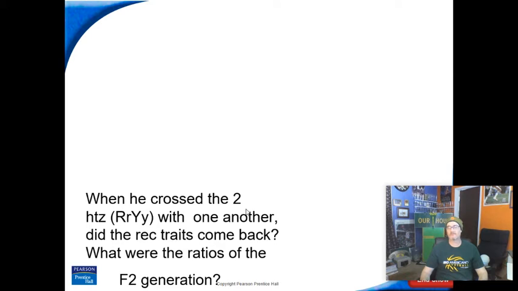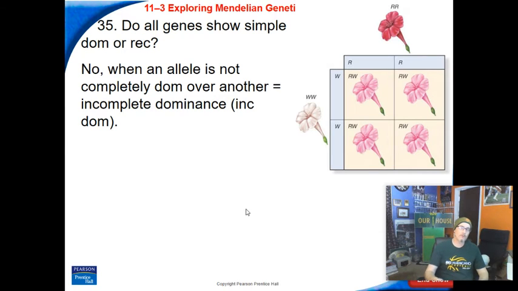And the ratios of the F2 generation, I know that's kind of an incomplete question. The ratios were 9 to 3 to 3 to 1, 9 having both dominant traits, 3 having a dominant trait and a recessive trait, the other 3 having the other dominant trait and the recessive trait, and the 1 having both recessive traits. Okay, do all genes show simple dominance or recessiveness? No. So you're going to learn how to do 6 types of genetics problems.